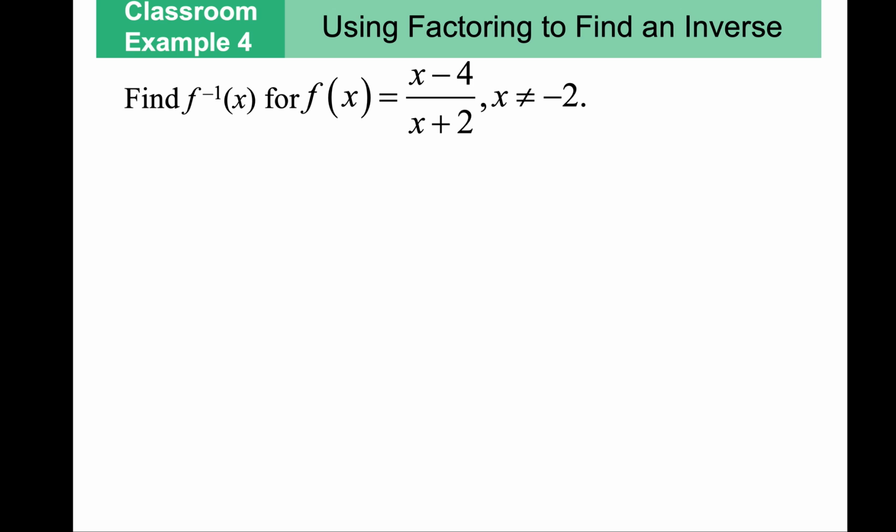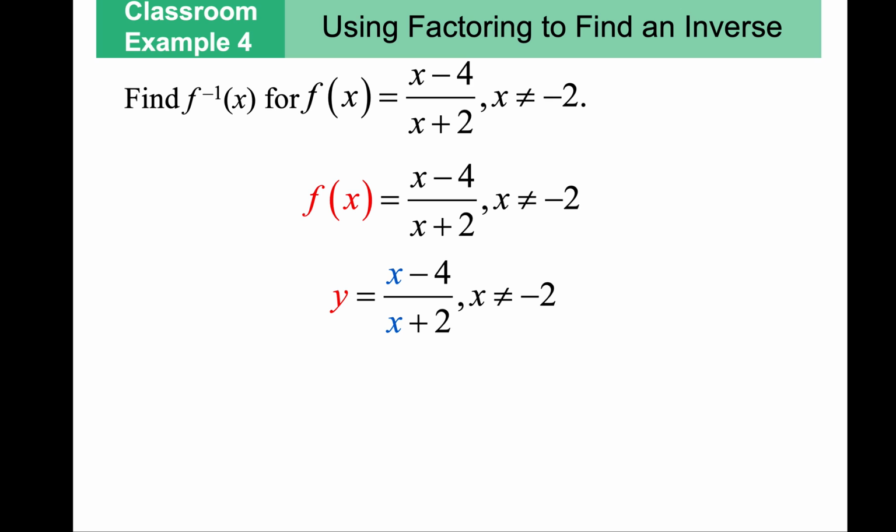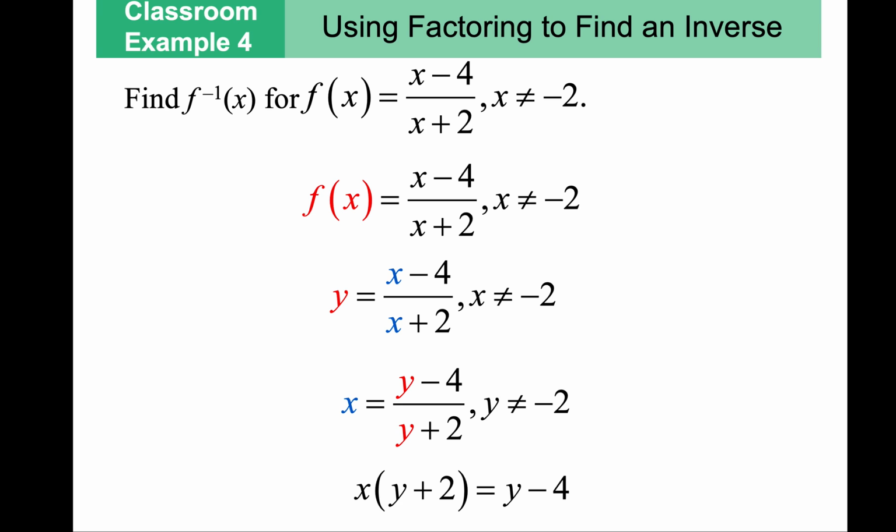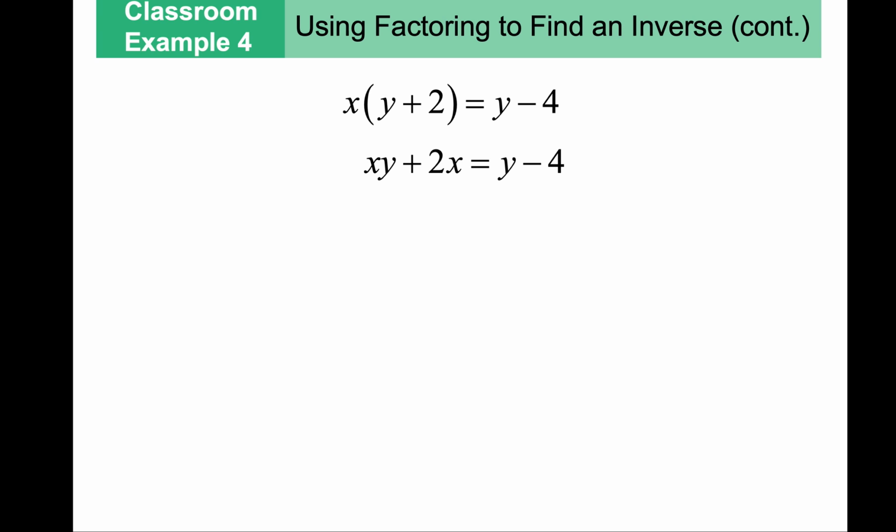For this one, you're going to need to go ahead and graph it. It does pass the test. I'm going to replace that f of x with a y so it's easier, and I'm going to swap them. Once I complete that swap there, I'm going to go ahead and get rid of the denominator of y plus 2 by multiplying both sides by y plus 2. Then I'm going to distribute the x, and I'm going to get all of my y's on the same side by subtracting that y over, and I'm going to factor the y value out.